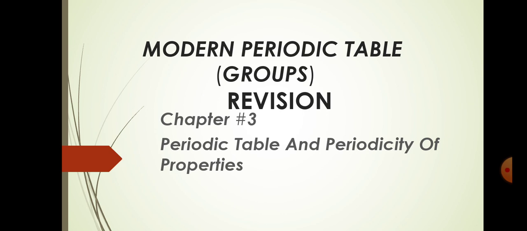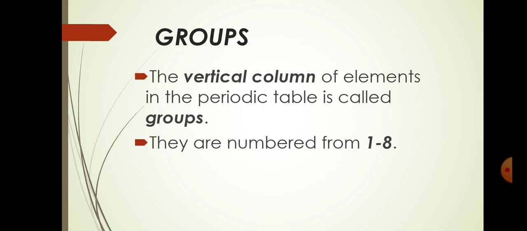Today we are going to start revision for the final exam. We are going to start with the modern periodic table in groups, which is mentioned in chapter number 3, Periodic Table and Periodicity of Properties. So the main topic is about groups.